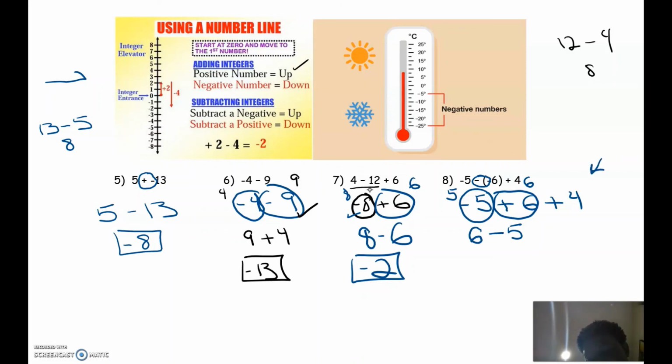6 minus 5 gives us a difference of 1, and we always want to take the sign from the number that had the greater absolute value. So when we compare both absolute values, the greater absolute value was with the positive 6. I bring down my plus 4, and 1 plus 4 gives me a sum of 5. All done.